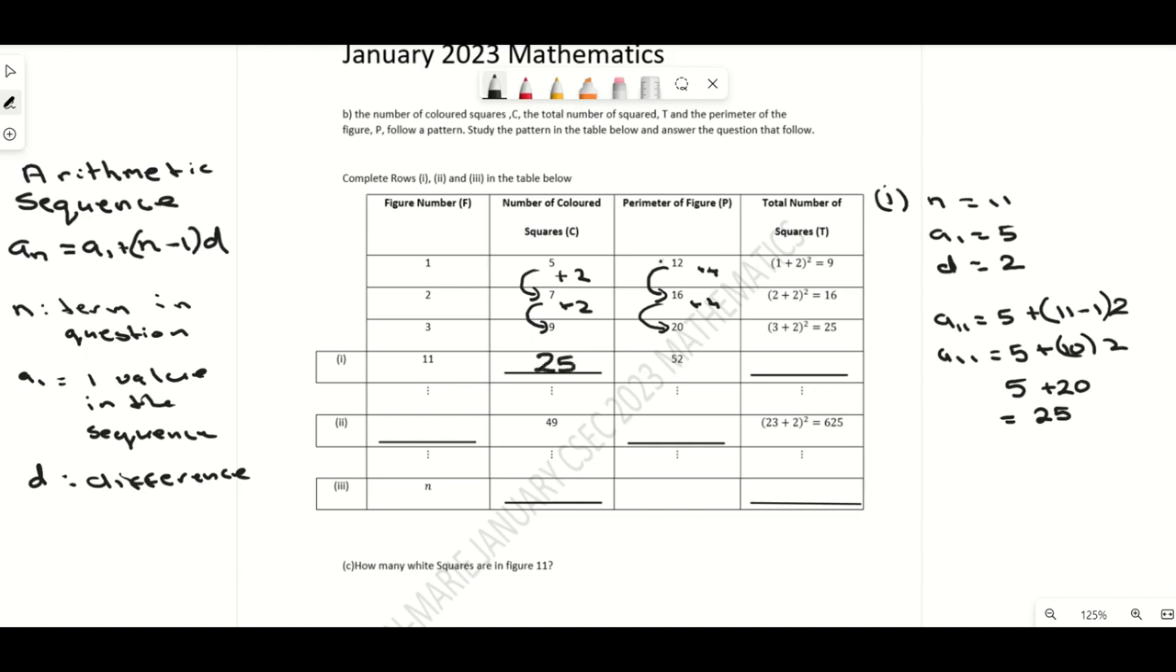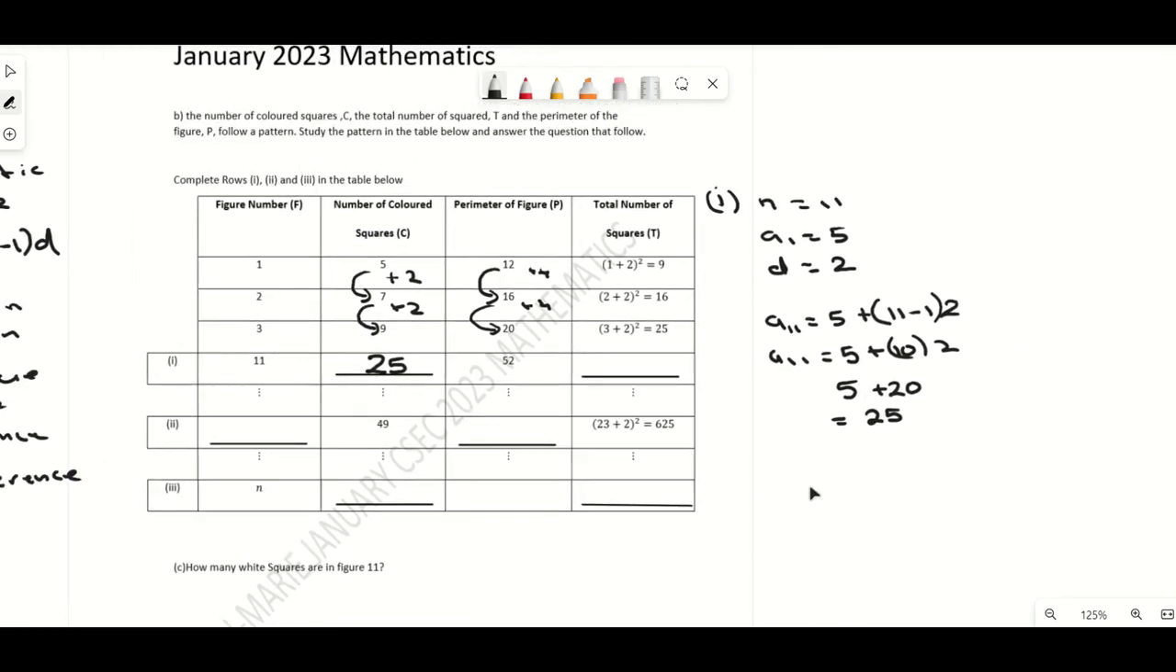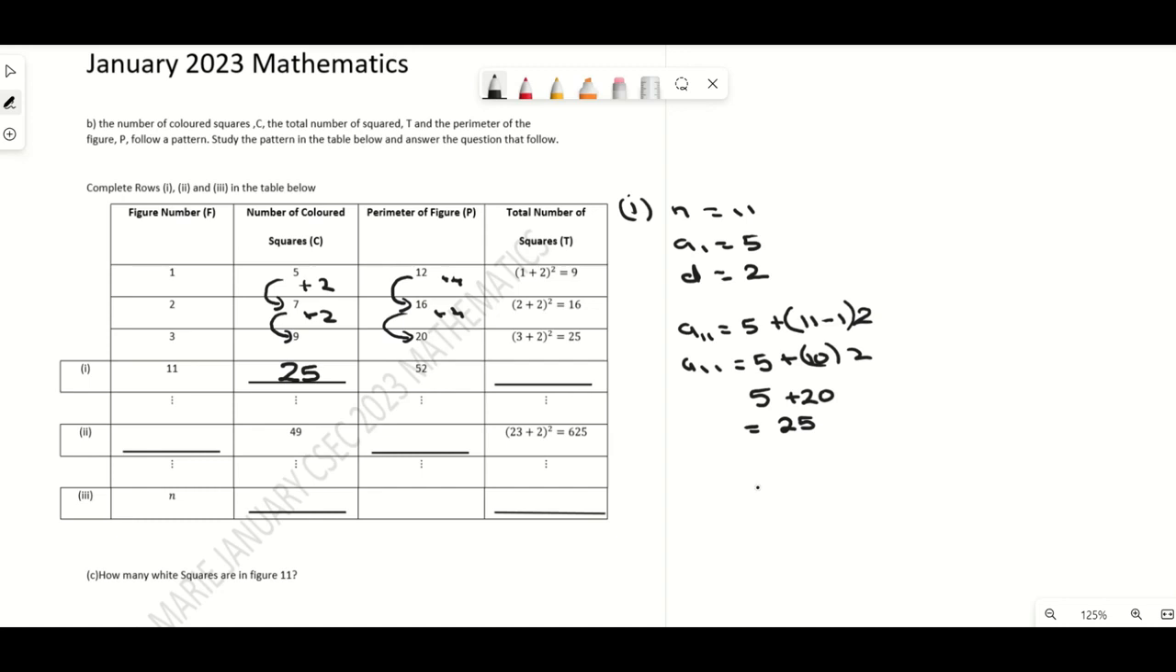Yeah? And then if we look at this, guys, we can clearly see, we're going to talk about the total number of squares. We can see that, okay, this first term, so what we're going to do for this, if you have something like this, you're going to look at each term. 1, 2, 3. We can see that's your figure number. So let me just switch to the side here for my total number of squares. We're going to look at the pattern.